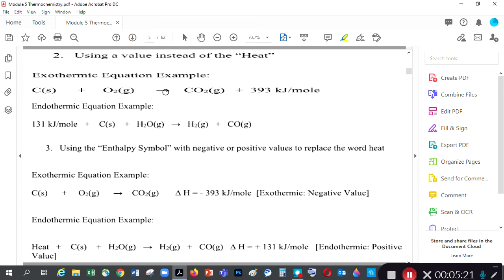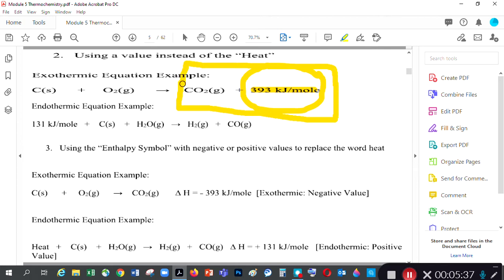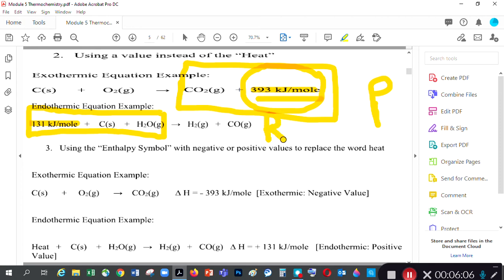Furthermore, I can replace the word heat with the amount. In the exothermic reaction, instead of writing heat, I write the amount here, and this is still the product side. In the endothermic reaction, this is still the reactant side, and here I just put the value of the heat being absorbed in the endothermic reaction and the heat being released in the exothermic reaction. So I can write the word heat, or I can take it out and put the real value, heat absorbed or heat released.